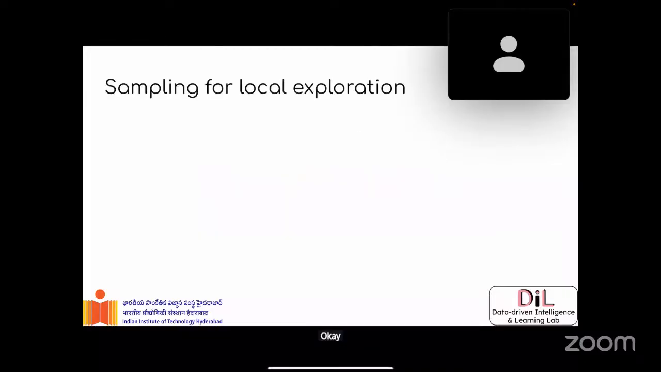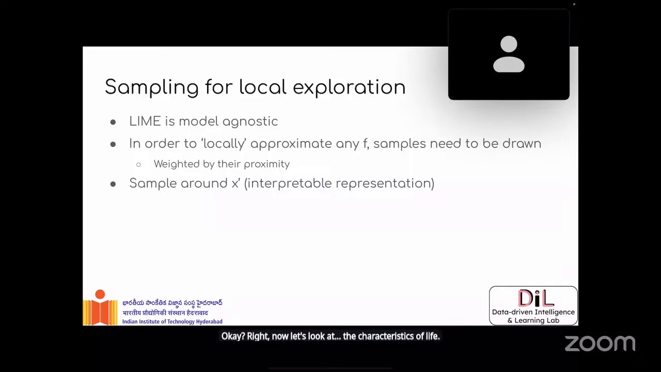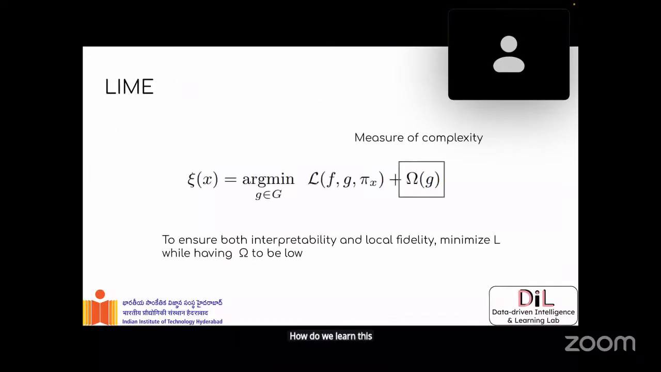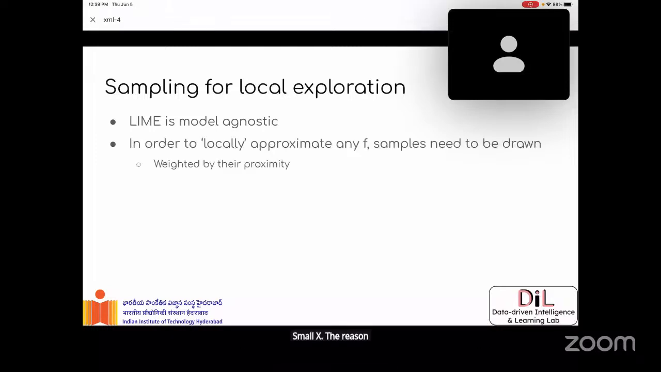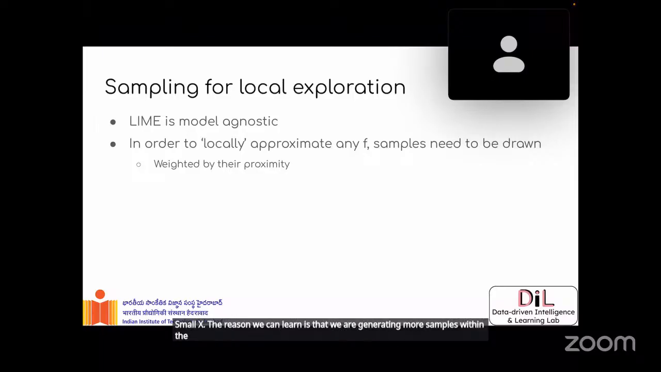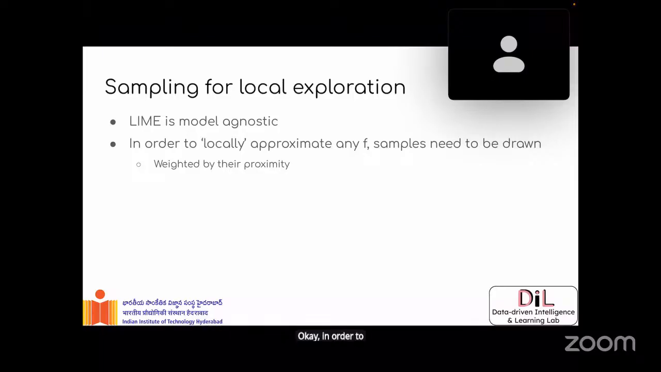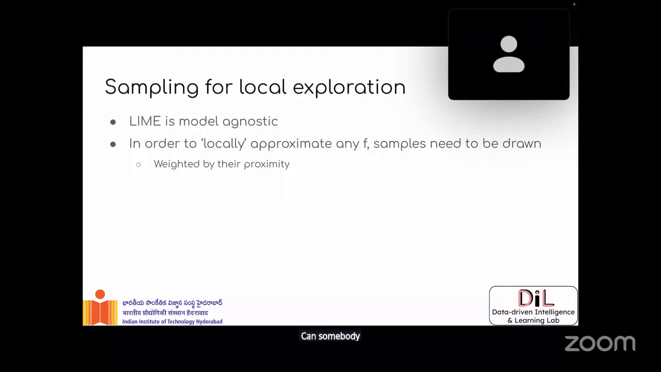Now let's look at the characteristics of LIME. How do we learn this equation, or how do we optimize this? We need data to optimize this, right? How do we do that? We only have one point, small x. The reason we can learn is that we are generating more samples within the neighborhood of x. In order to locally approximate f with g, we need to generate samples. But all that we have is only one sample. Can somebody suggest how we can go about generating more samples?